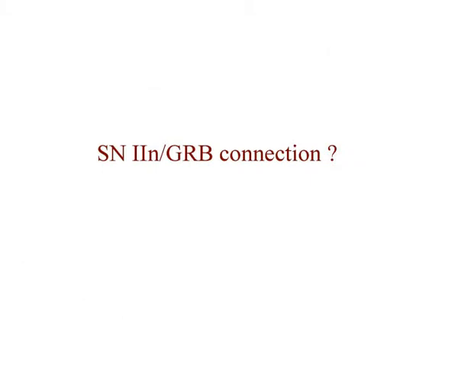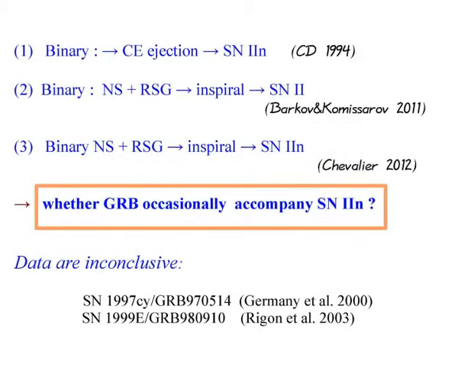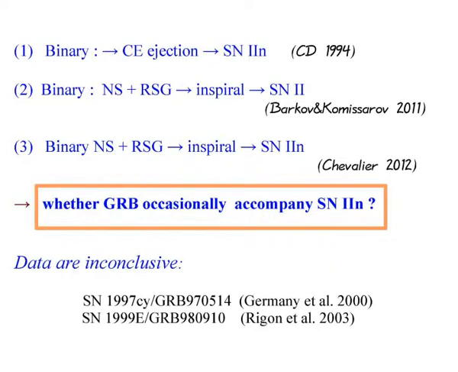Three prerequisites have already been proposed which may lead to such an association. We suggested with John Danziger that common envelope ejection may be the reason for the huge mass loss, which should be in order to account for the type 2N phenomena. Barkov and Komissarov explored the inspiral of a neutron star into the red supergiant and showed that the magnetar phenomenon inside the red supergiant may produce a phenomenon something like a type 2 supernova.